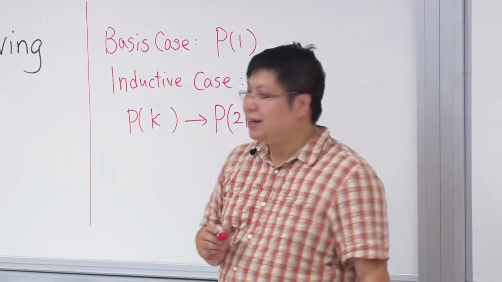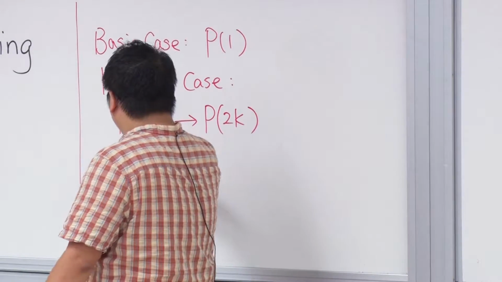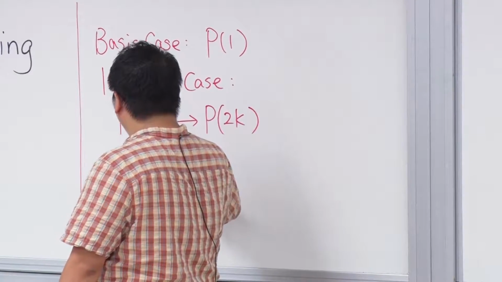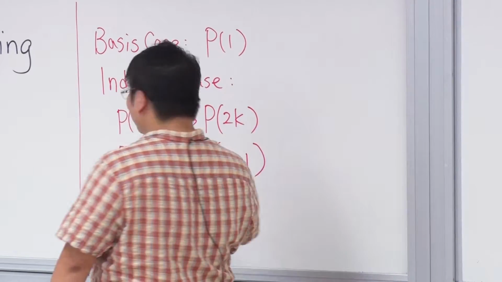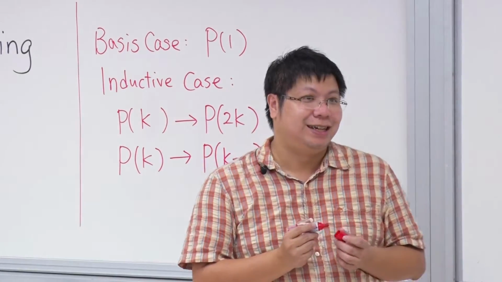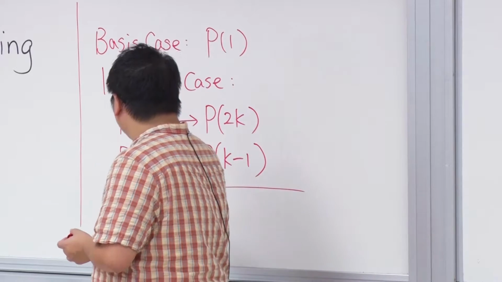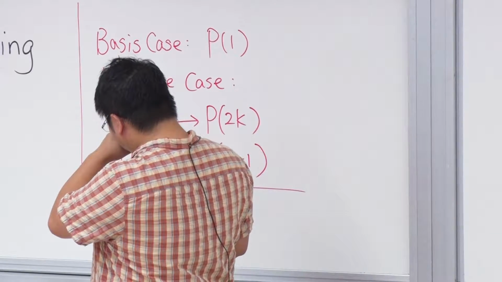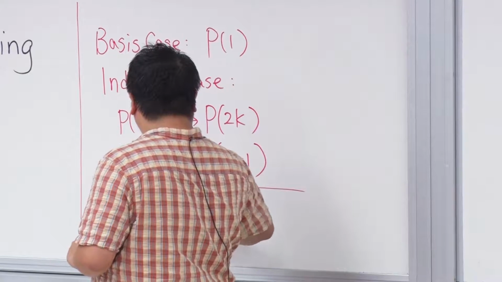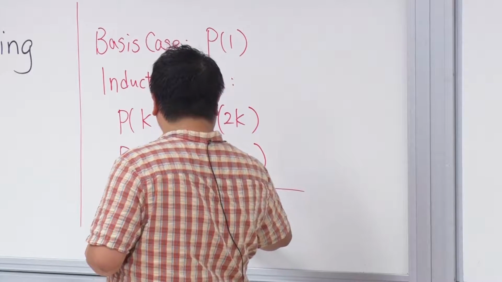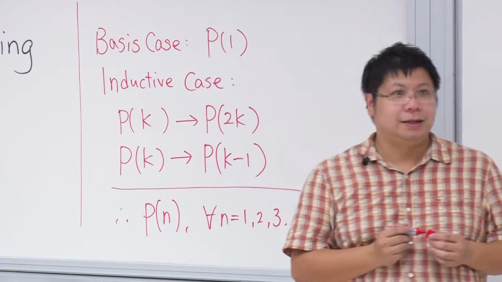Okay? And then the other one, so this is about forward moving. And then the other one is, if Pk is correct, then Pk minus 1 is correct. Okay. So in that sense, we can show that Pn is true for every n equal to 1, 2, 3, up to infinity.